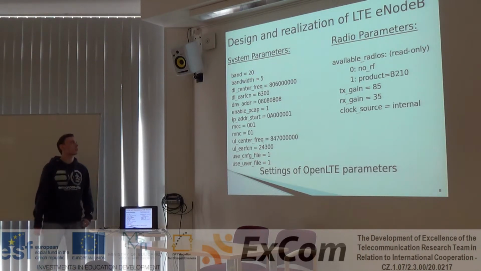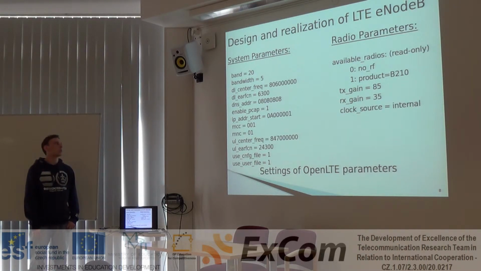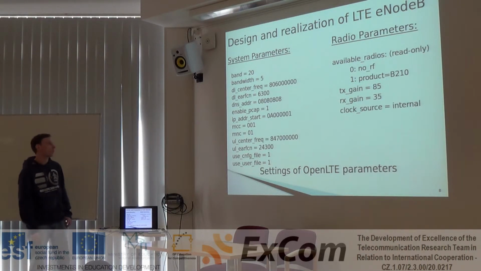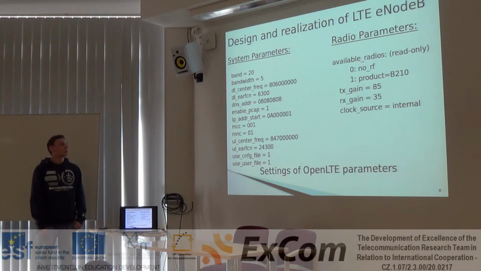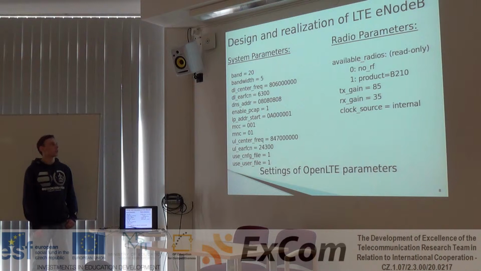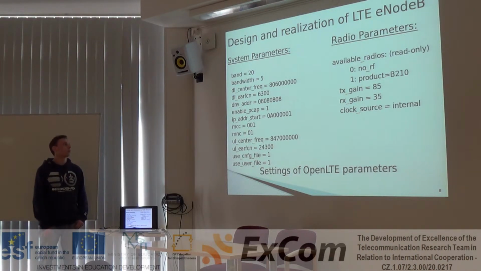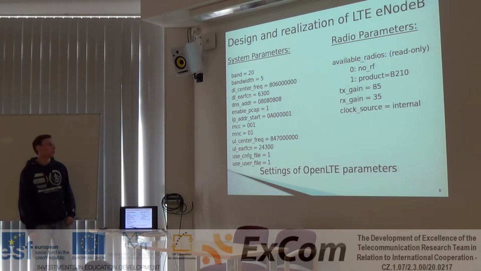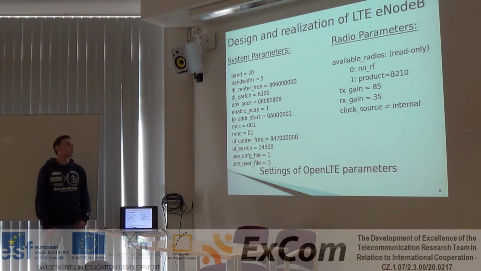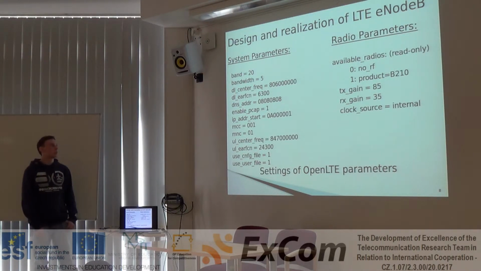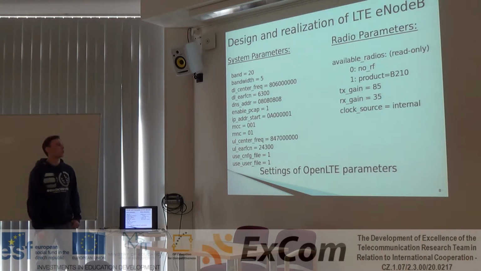On the right side, there are radio parameters. They are for the USRP itself, and it shows us what USRP we have connected and the gain for the transmitter and receiver side and the antennas. We can also use variable clock sources like GPSDO, but in this case we are using the standard USRP clock signal.